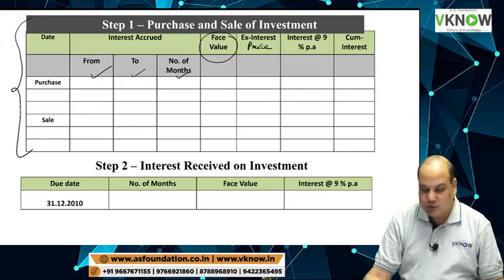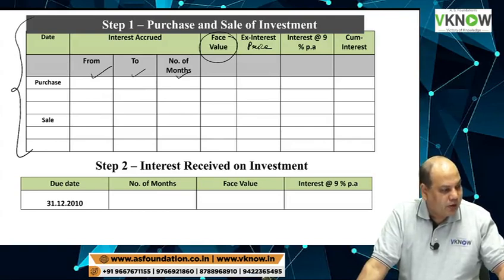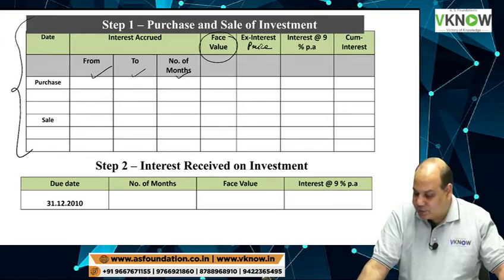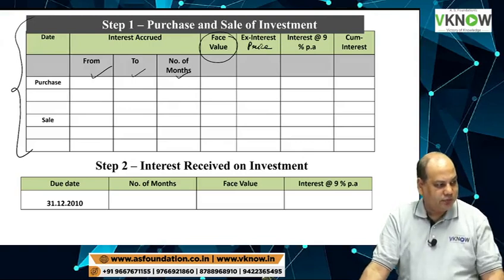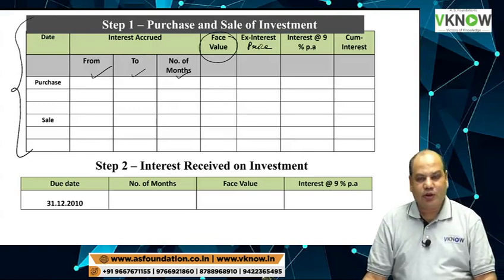Next column: interest at the rate of 9% per annum. Last column is cum interest price.